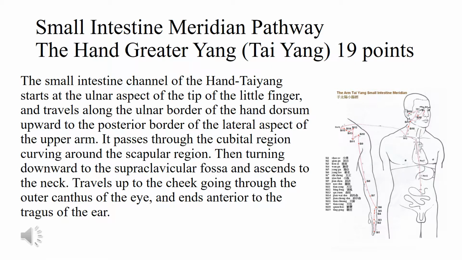As we go through the points, I'll remind you of some of these, but I'm just showing you there's not really much in the way of special pathways here. 18, that's the teardrop one, 19 in front of the ear. This channel is mostly connect the dots.